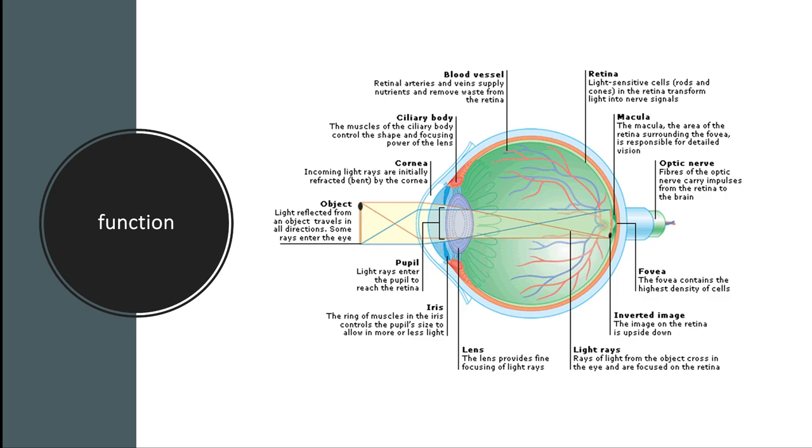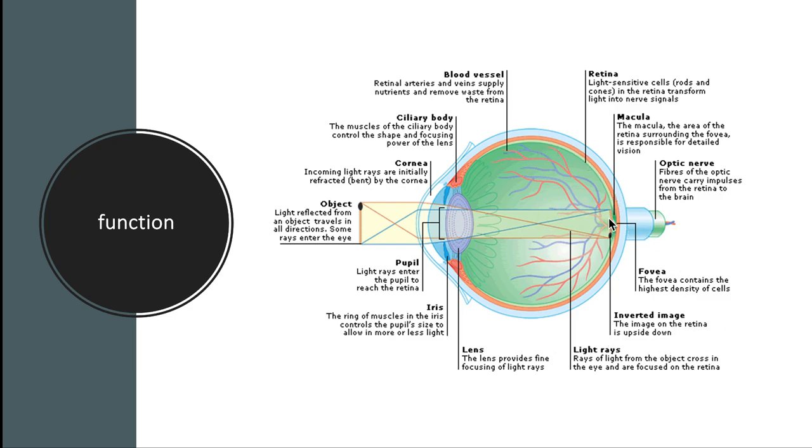Okay. The retina, this is this layer here behind. The retina is the layer containing the photoreceptor cells, which are responsible for sensing light, and this is where the image is going to be formed.